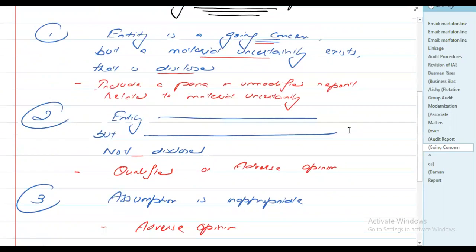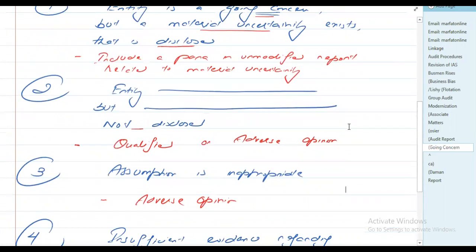And if there is a material uncertainty which is not disclosed, then if the matter is material but not pervasive, a qualified opinion will be given, that except for the material uncertainty related to the going concern, the rest of the financial statement gives the true and fair view. And if the matter is material and pervasive, that means this material uncertainty affects the overall financial statements, if the matter is too significant, then we'll be giving the adverse opinion. That means financial statements are not true and fair.